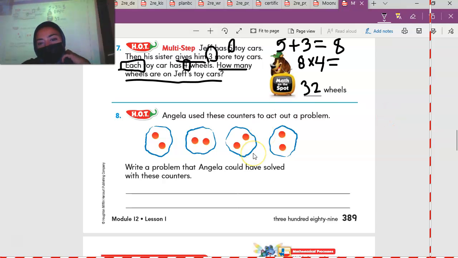Angela used these counters to act out a problem. Now we're going to write a problem that Angela could have solved with these counters. What's a problem that we can write that Angela could have solved? We can say Angela has how many plates? Or what do you guys want this to be? Boxes, bags, plates? Bags. Let's do bags. How many bags does Angela have?